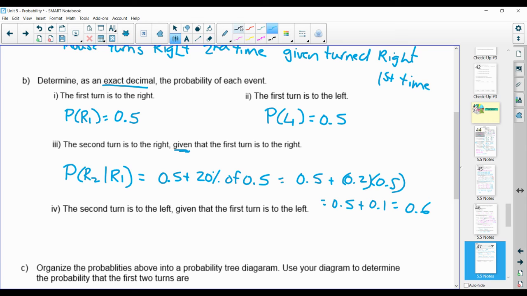Now we could have also done this another way, in that we could have just said 0.5 times 1.2. And if on your calculator you went 0.5 times 1.2, you would also get that 0.6. All right, so 0.5 times 1.2 is exactly the same as 0.5 plus 0.2 times 0.5.